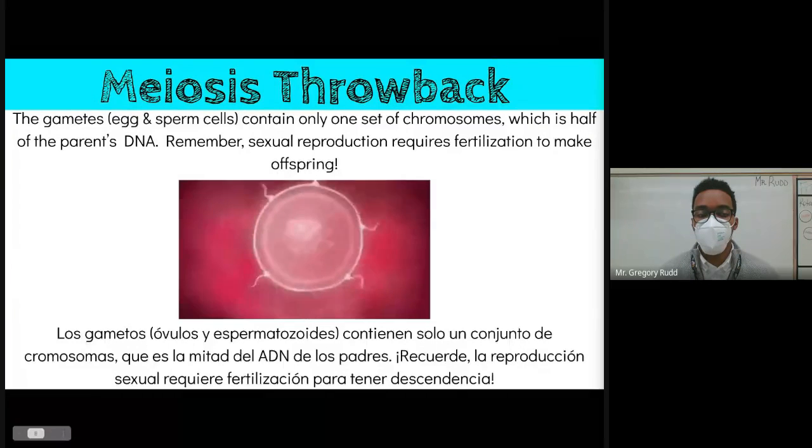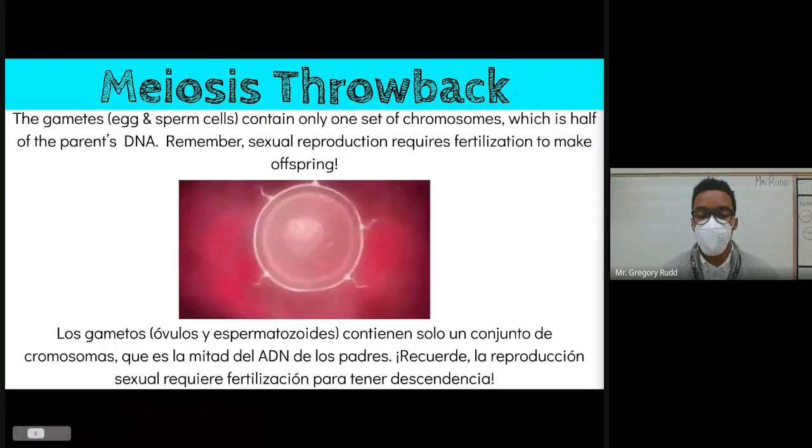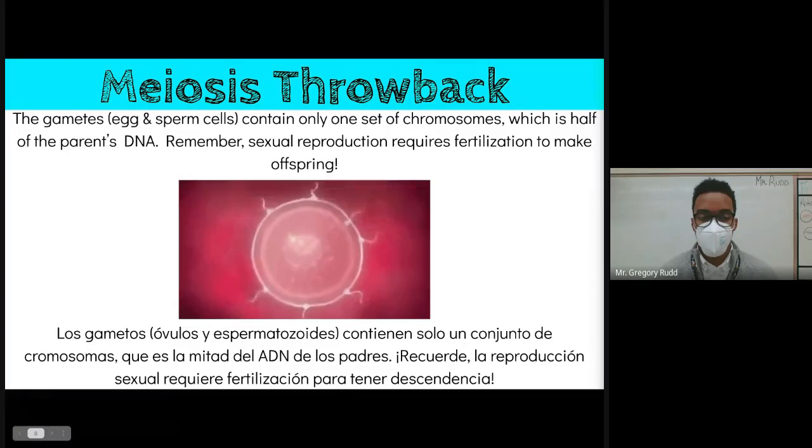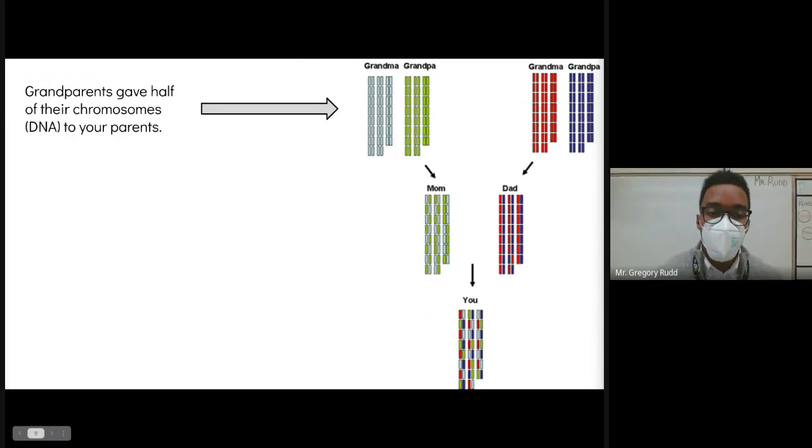We can see that happening on the screen. The sperm cells are colliding with the egg cell and trying to penetrate its protein covering. Once it does, that's when fertilization takes place. All right, good job. So nothing to write here. I just want to kind of depict some of the genetic diversity that comes out of sexual reproduction.